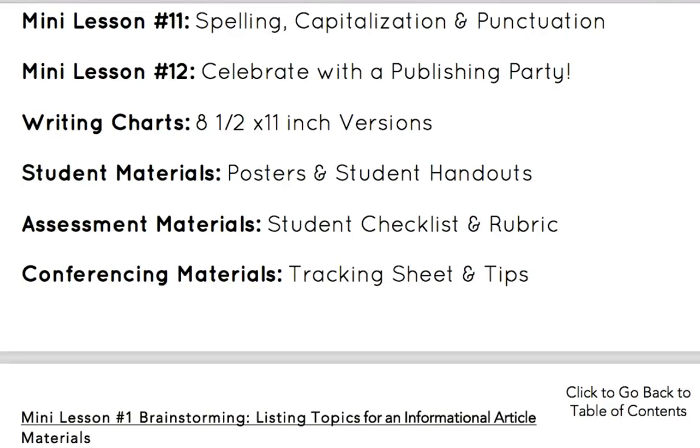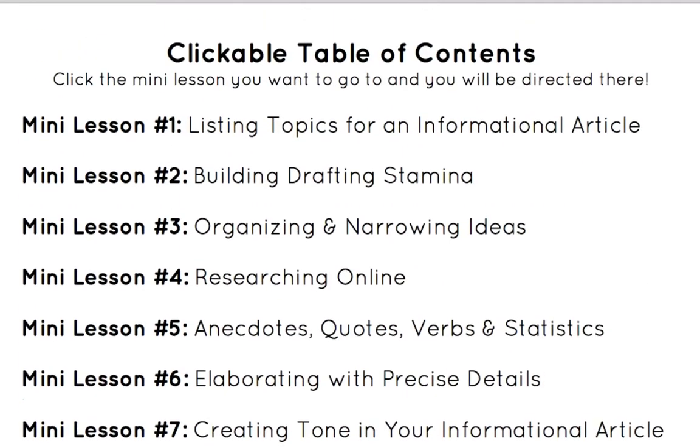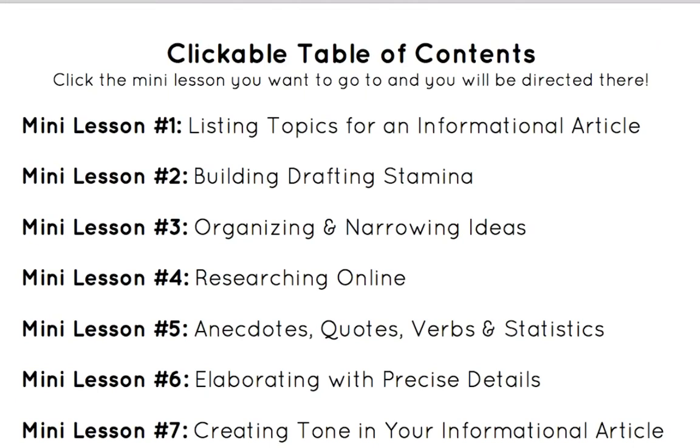You'll receive a student checklist and a rubric, which is aligned with the mini lessons that you taught, and a conferring tracking sheet and tips for holding conferences with individuals and groups. That's what's included in the Middle School Information Writing Unit.